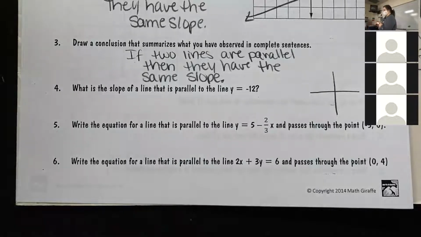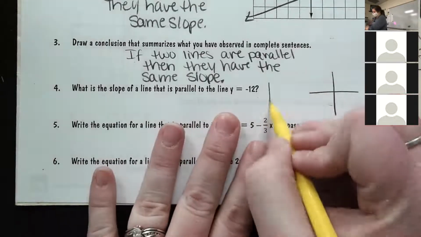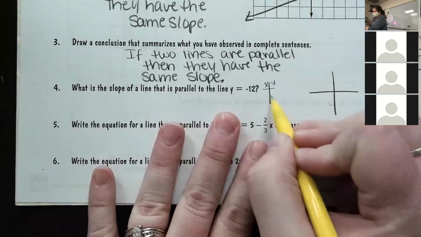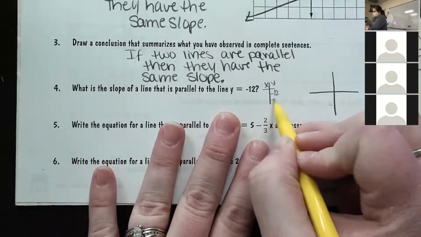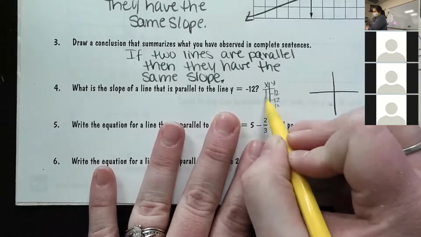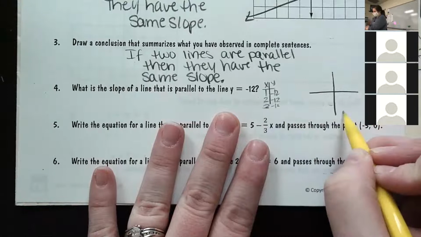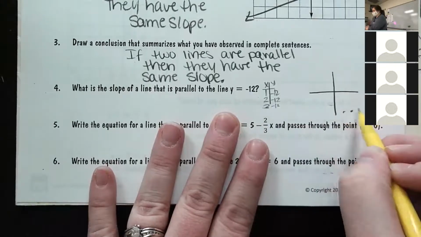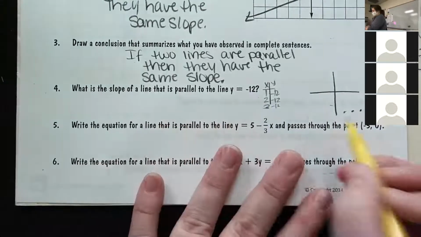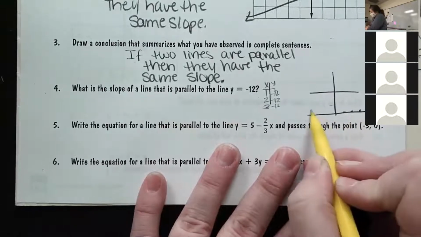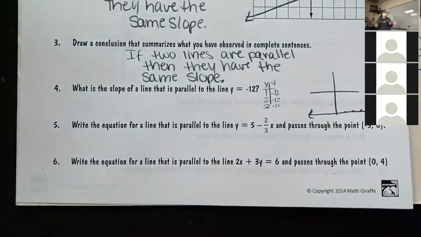Okay. If it's y equals, so remember, if all else fails, you could always make a little xy chart for yourself. No matter what, y is always -12. So this could be like 1, 2, 3. So 1, -12 down here, 2, -12 down here, 3, -12. What kind of line is that? Horizontal, okay?